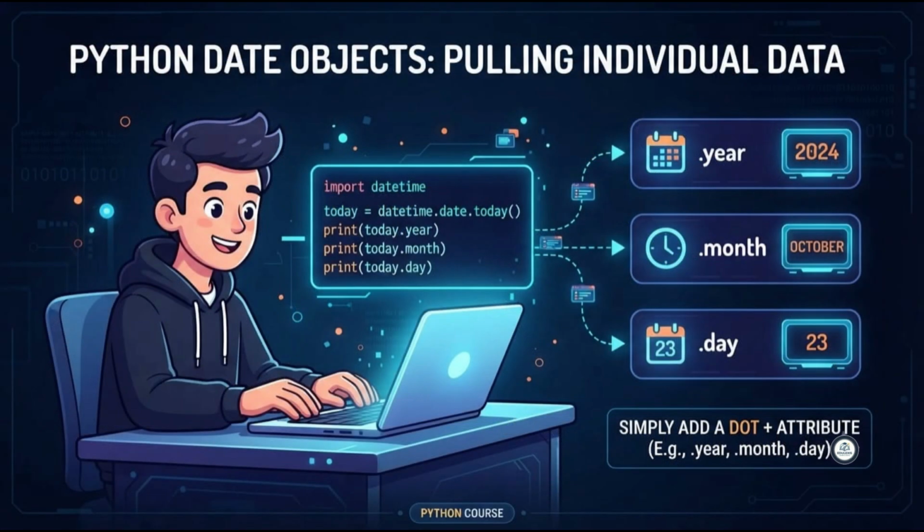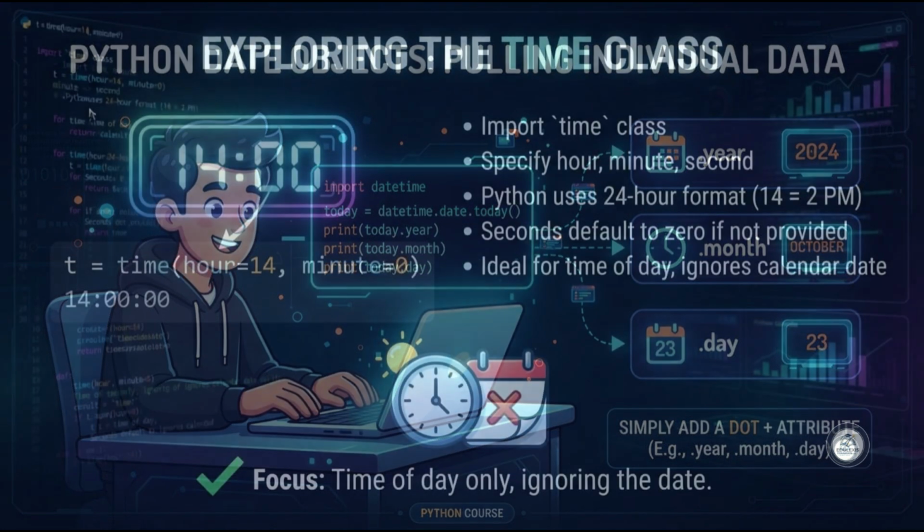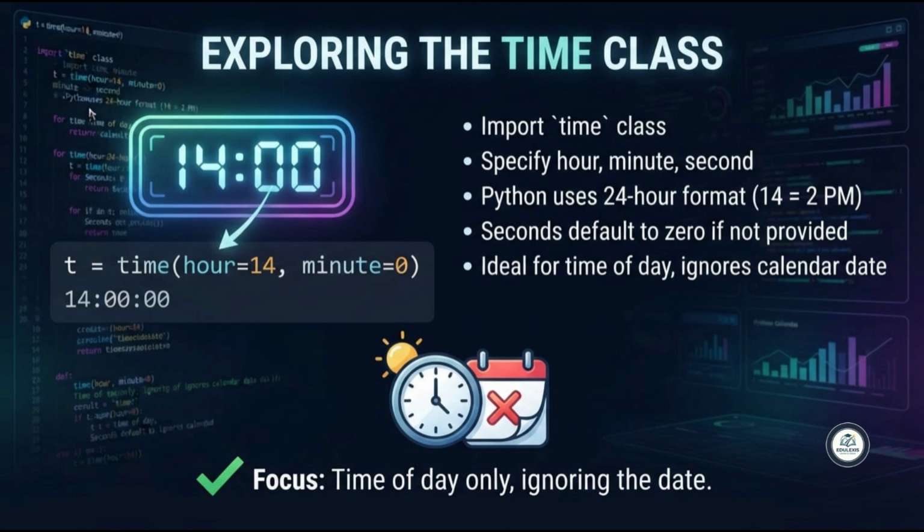Once you have created a date object, you can easily pull out individual pieces of information. You don't need to do any complex text searching or manipulation. You simply add a dot followed by the attribute you want, like .year, .month, or .day. This is very helpful when you want to build logic around specific months or filter database items by a certain year. Next, let's explore the time class.